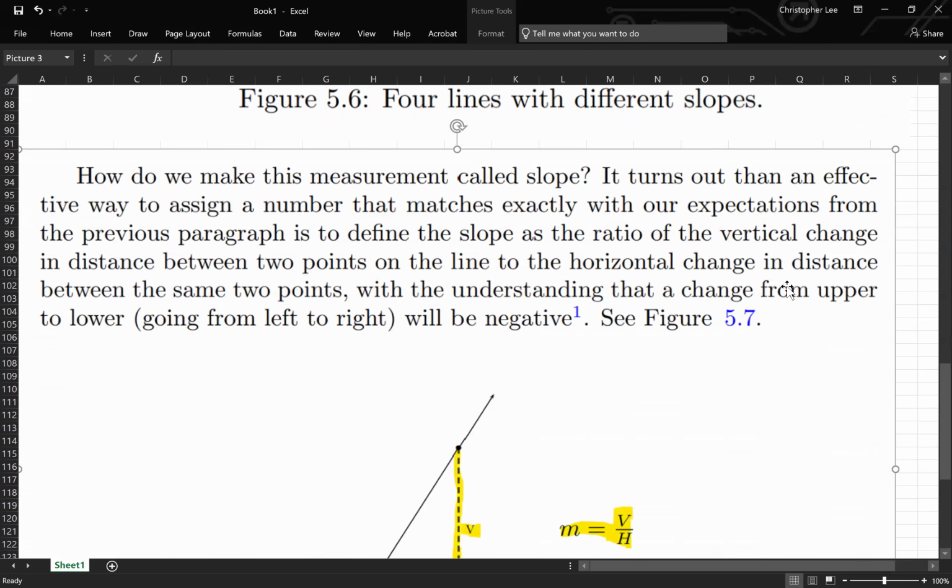So how do we make this measurement called slope? It turns out that an effective way to assign a number that matches exactly with our expectations from the previous paragraph is to define the slope as the ratio of the vertical change in the distance between 2 points on the line to the horizontal change in distance between the same 2 points, with the understanding that a change from the upper to the lower, going from left to right, will be negative.